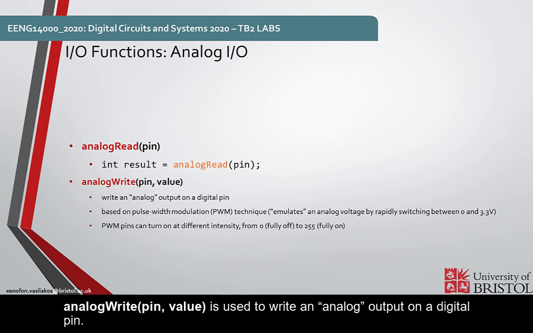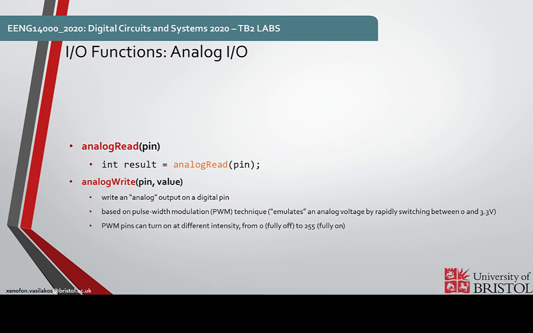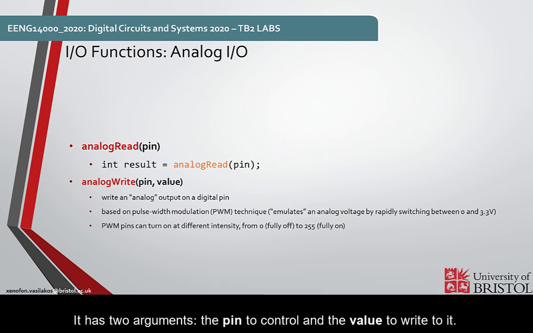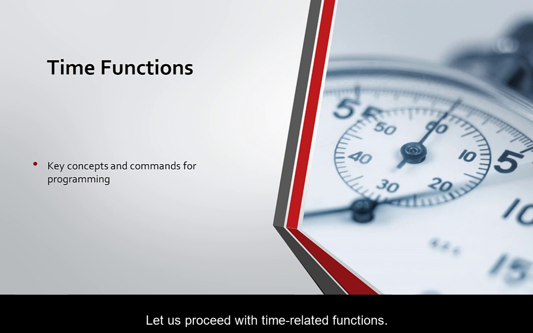analogWrite is used to write an analog output on a digital pin. It is based on pulse width modulation, PWM, which emulates an analog voltage by rapidly switching between 0 and 3.3 volts. It has two arguments, the pin to control and the value to write to it. PWM pins can turn on at different intensities, from 0, in other words, fully off, to 255, in other words, fully on.